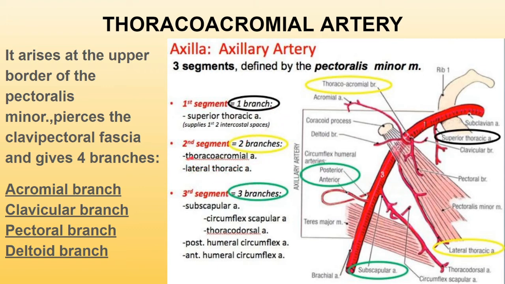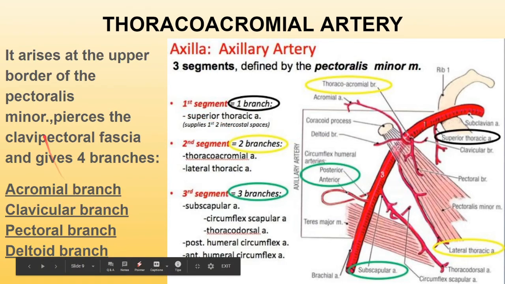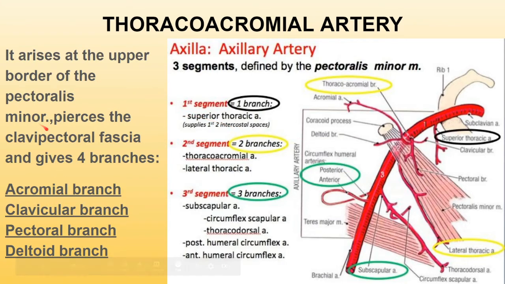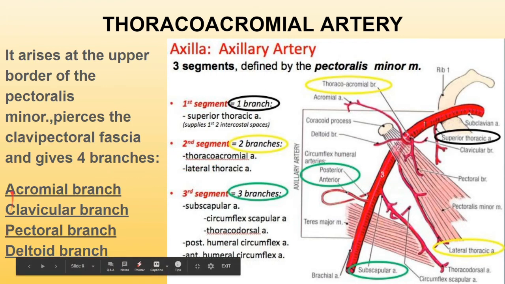Now first of all, thoracoacromial artery. This is the thoracoacromial artery which emerges at the upper border of the pectoralis minor muscle, and it goes upwards and pierces the clavipectoral fascia, and it soon divides into four branches. It arises at the upper border of the pectoralis minor muscle, pierces the clavipectoral fascia and gives four branches. Remember, A, C, P, D. Remember these four branches: A, C, P, D. Acromial branch, clavicular branch, pectoral branch, and deltoid branch.